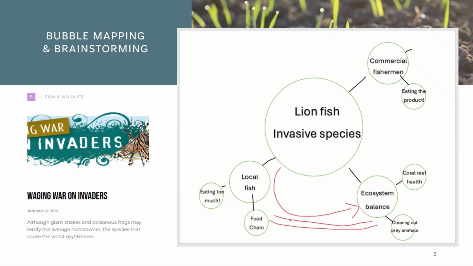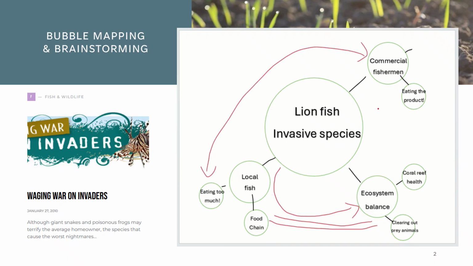So instead of local fish being one arm all on itself, we can start with ecosystem balance and then it goes to local fish, or vice versa. But we also see up here this commercial fishermen, like they're eating too much product, and the lionfish are doing the same for these local fish. It's like we see a connection over here as well.